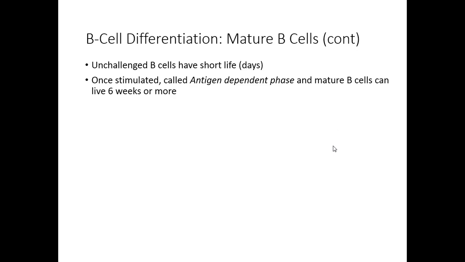As I've said, in the antigen-dependent phase, mature B cells can live for 6 weeks or more. Unchallenged B cells live just a few days. They have a very short life.